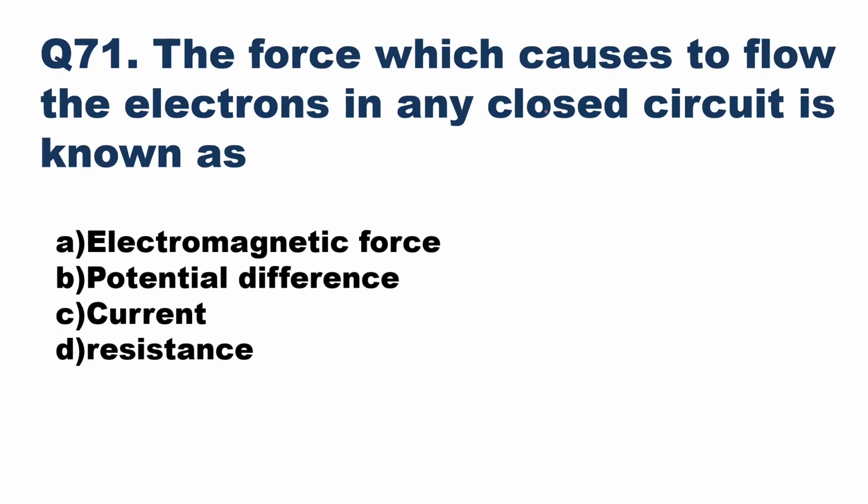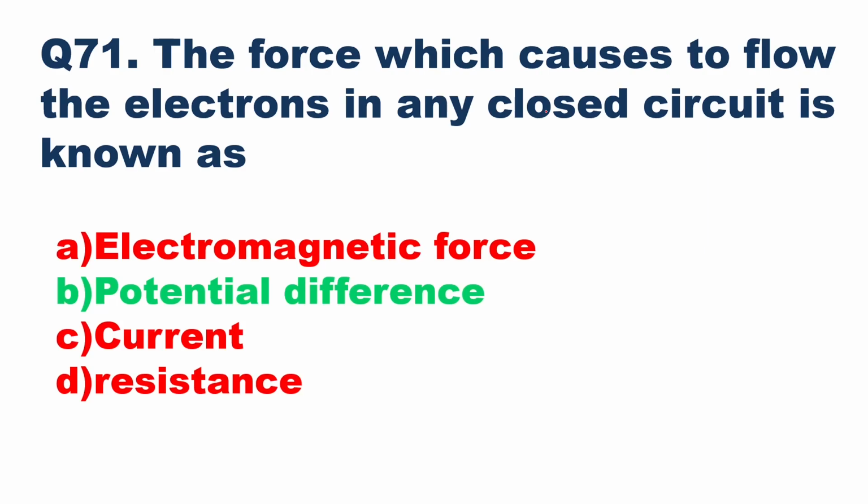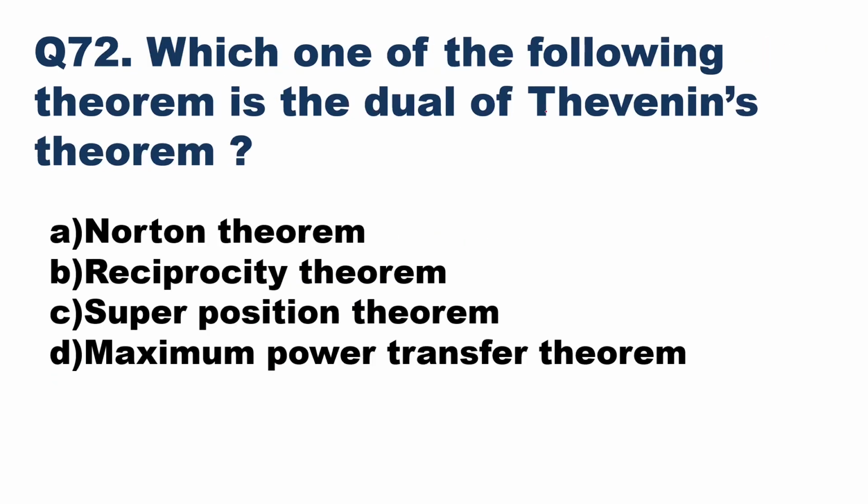The force which causes electrons to flow in any closed circuit is known as what? Electrons flow is caused by potential difference, which is also called electromotive force. So option B will be the right answer, that is potential difference. The force which causes electrons to flow in any closed circuit is known as potential difference or electromotive force. Then we'll go to the next question.